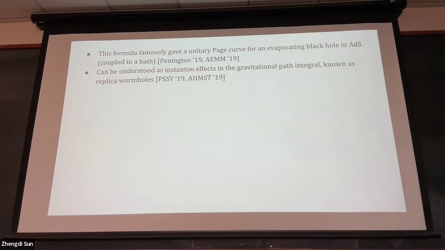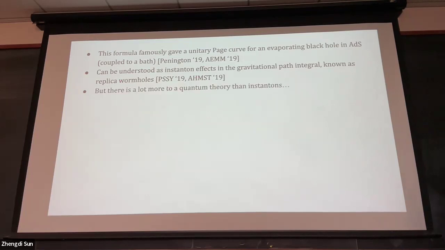And then it was later understood that this formula could be understood in terms of instanton effects in the gravitational path integral. So the Page curve is supposed to go up. It's the entropy of the radiation of the black hole. It's supposed to rise and then come back down. And the part where it comes back down is an instanton effect in the gravitational path integral, where a new saddle dominates. And these new saddles are known as replica wormholes.